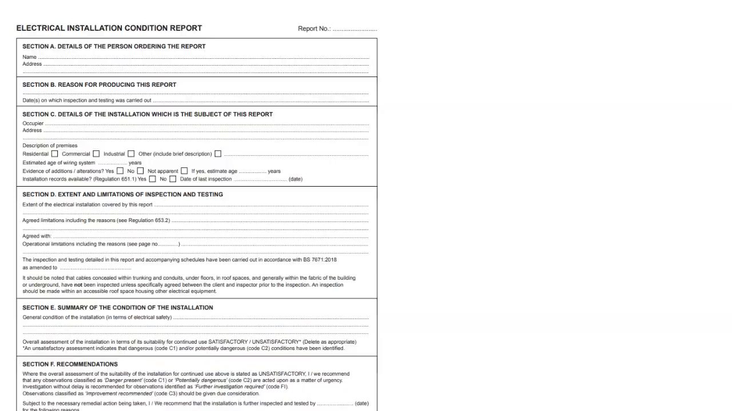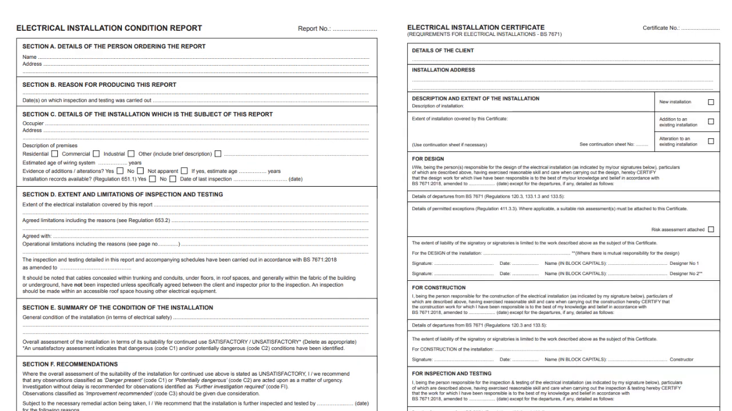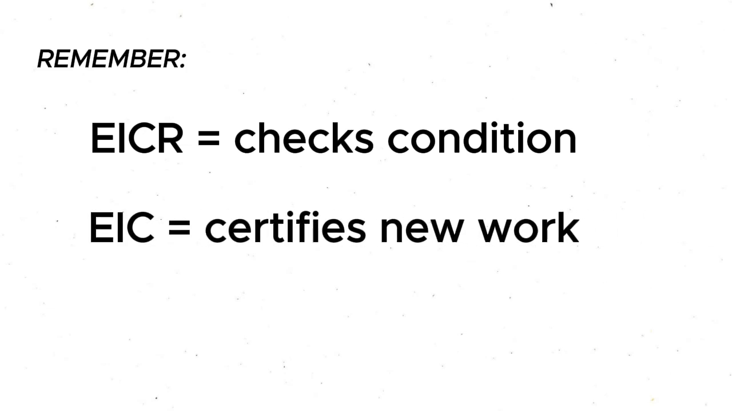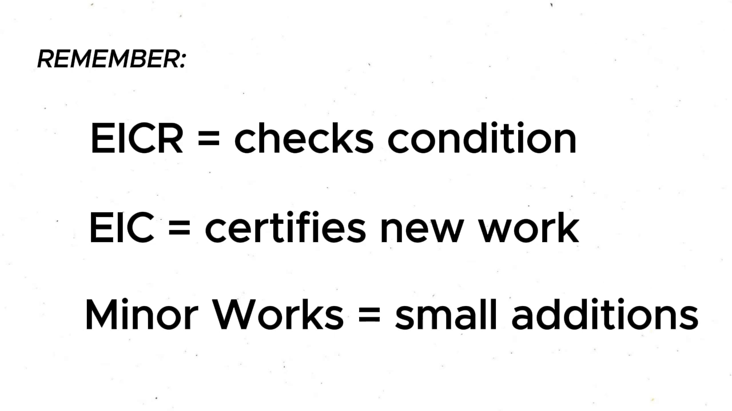So there you have it, EICR versus EIC and where minor works fits in. Remember, EICR checks condition, EIC certifies new work. Minor works equals small additions. Keep those three straight, and you'll smash your exams and avoid client mix-ups.